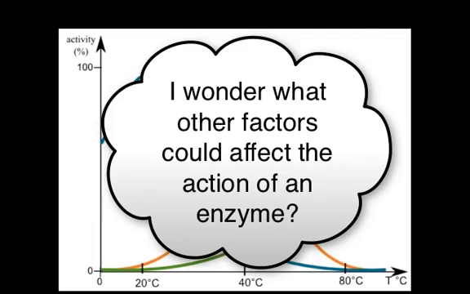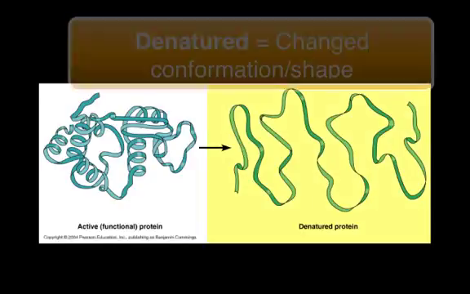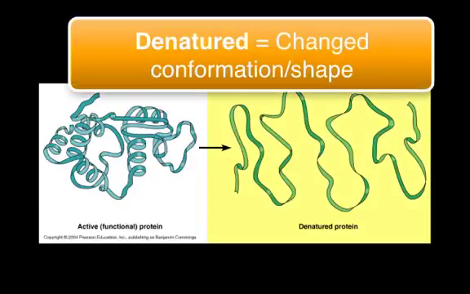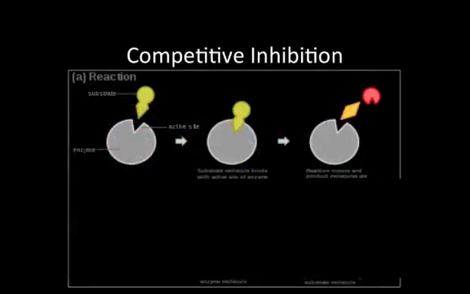There are more conditions. Now, the environment can affect an enzyme's conformation by altering its shape, usually its tertiary structure. This is a denatured enzyme that simply won't work in this shape.